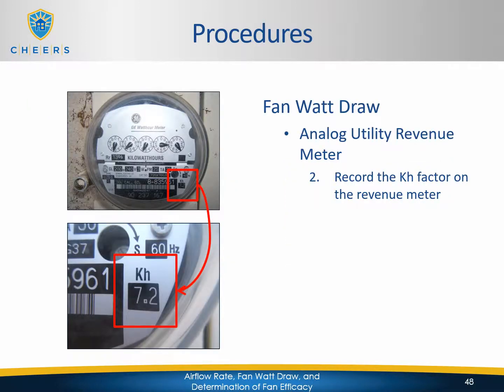You will then want to go to the utility meter outside, the analog utility meter. If you look at the utility meter, you'll see a number with a KH somewhere on the particular meter. In the picture that you see here, the KH is found on the bottom right hand side. For the most part, that's where you'll find it the majority of the times. But nonetheless, if it's not located there, just look for a number that has the KH designation next to it, and that'll be your KH factor.